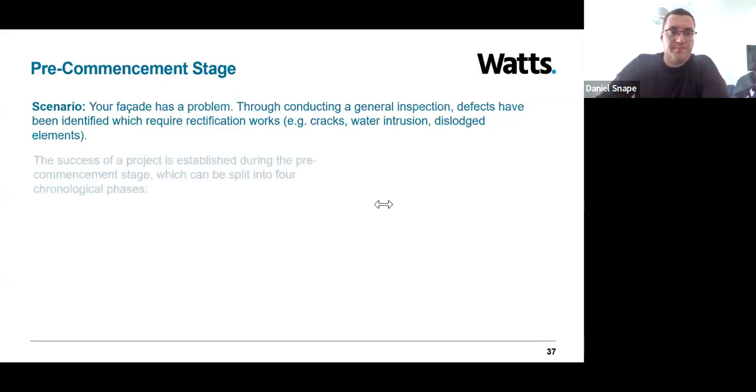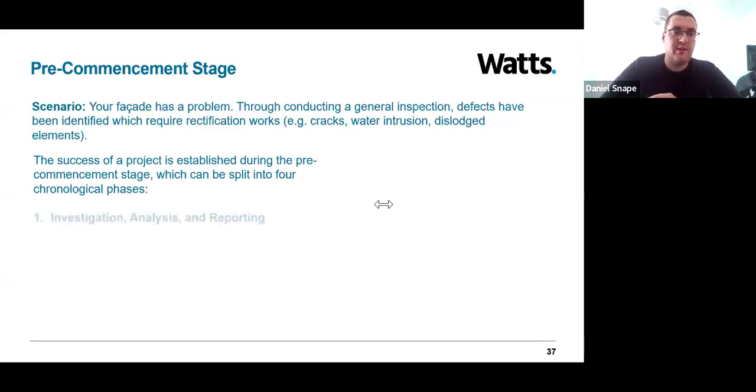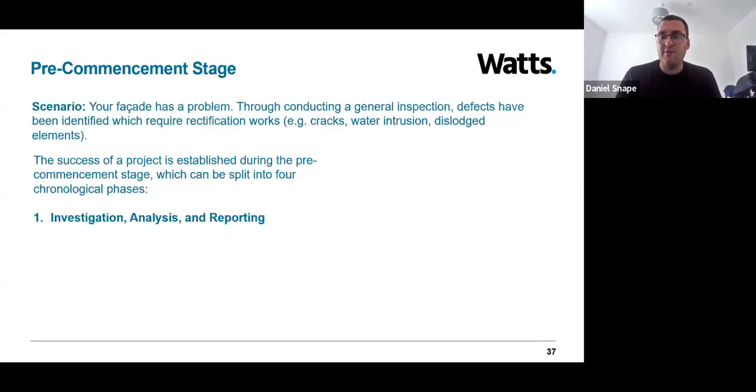which we've explored. So in my view, I always say that the success of a project is established during the pre-commencement stage. And for me, that can be split into four chronological phases. The first one being the investigation, analysis and reporting stage. So during this first stage, it's important to determine what further investigations are required. So a defect may have been established through a basic visual inspection from ground level. However, more detailed inspections might be undertaken, such as intrusive inspections or removing panels. And that's all there to try and analyse the full extent of the issue and report on remedial solutions.